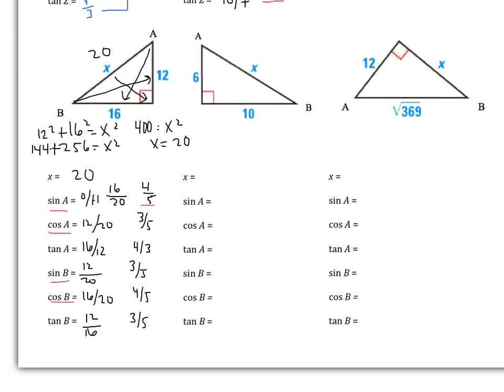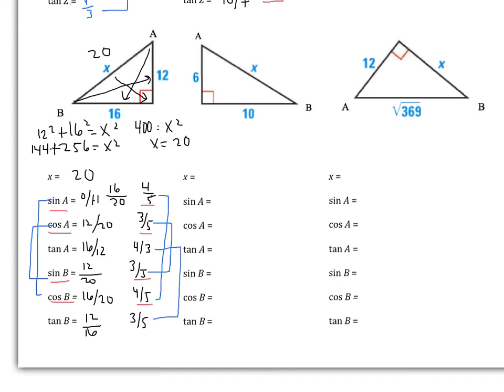and 1. Well, I have 4/5, 3/5, 3/5, 4/5. Between 0 and 1, so that's good. The sine of A should match up with the cosine of B, which it does. In other words, they should be the same. The cosine of A and the sine of B should be the same, and they are. And then the tangents should be reciprocals.